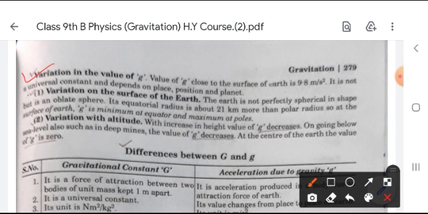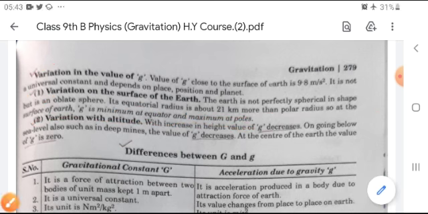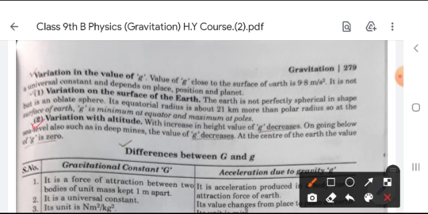Second is variation on the surface of the earth. The earth is not perfectly spherical in shape because it is an oblate sphere. Its equatorial radius is about 21 kilometer more than the polar radius. So at the surface of earth, g is minimum at the equator and maximum at the poles. Second point is variation with altitude. With increase in height, the value of g decreases. On going below sea level, such as in deep mines, the value of g also decreases. At the center of earth, the value of g is 0. This is important.